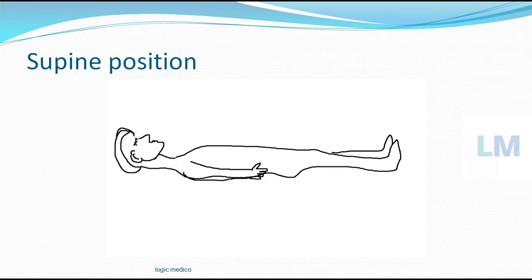So what are supine and prone positions? First, let's understand what supine position is. Whenever a person rests on his back with the face facing skywards, that is called supine position. He lies flat on his back with the face facing upwards or skywards.